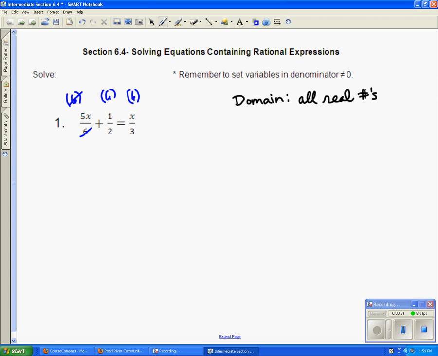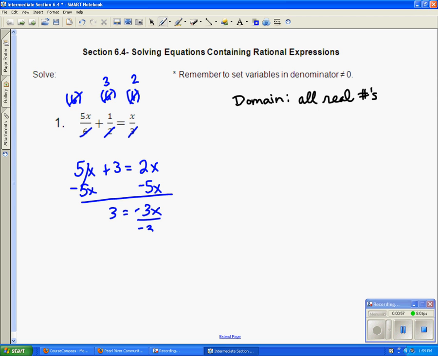Divide by 6, divide by 6. We're left with 5x. When I divide by 2, I'm going to get a 3, so I have 3 times 1 is 3. Divide by 3, and I have 2 times x is 2x. Now I'm just continuing to solve the equation. And so I get 3 is equal to negative 3x. Divide both sides by negative 3, and we get negative 1 is equal to x.